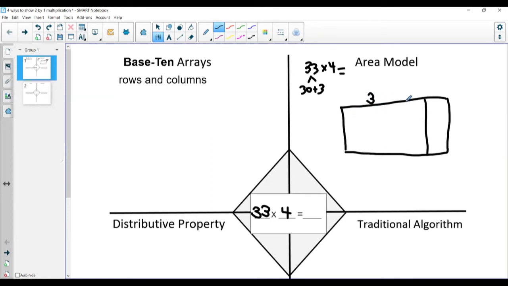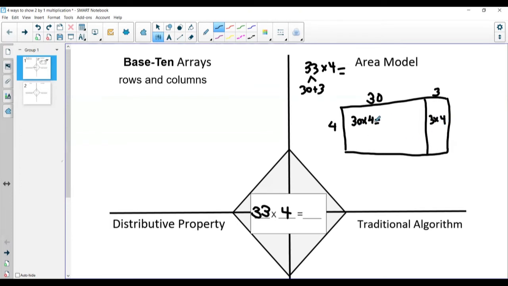So for my largest rectangle, 30 is my length. For my smaller rectangle, 3 is my length. And the width of my rectangle for both the larger space and the smaller space is 4. To find out area, you multiply the length times the width. So for the larger area, I'm going to multiply 30 times 4. And for the smaller area, I'm going to multiply 3 times 4.